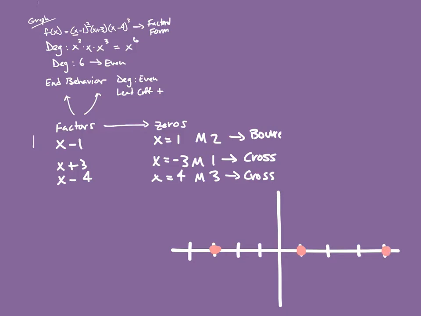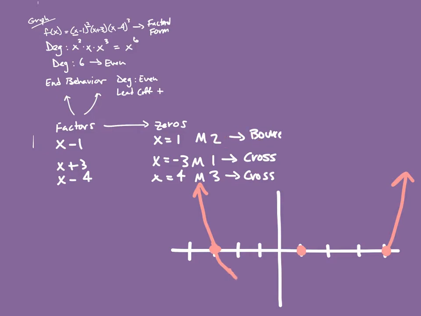The first thing I do is plot my zeros and then I look at my end behavior. The end behavior tells me that on my left side we're going to go up to the left, and on the right side we're going to go up to the right. At our x plus 3 factor, we are crossing the x-axis at that factor. So I can cross through, and then I've got to connect that with my point over here at x equals 1.